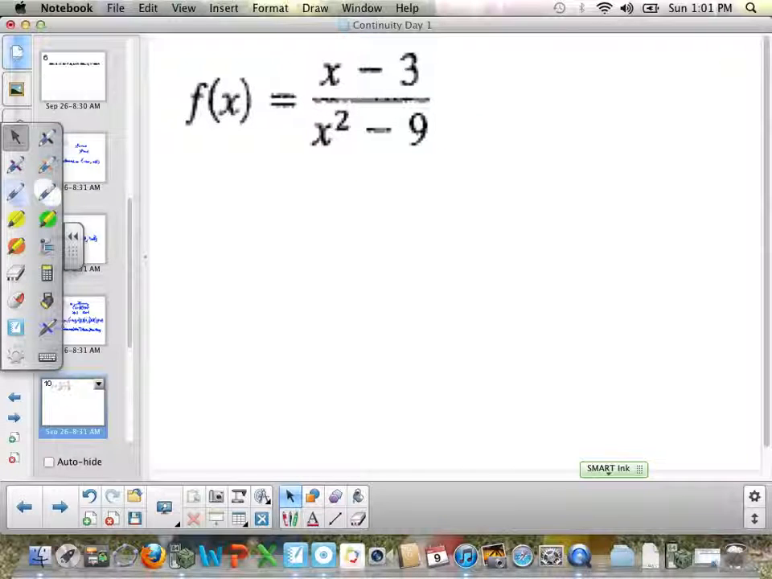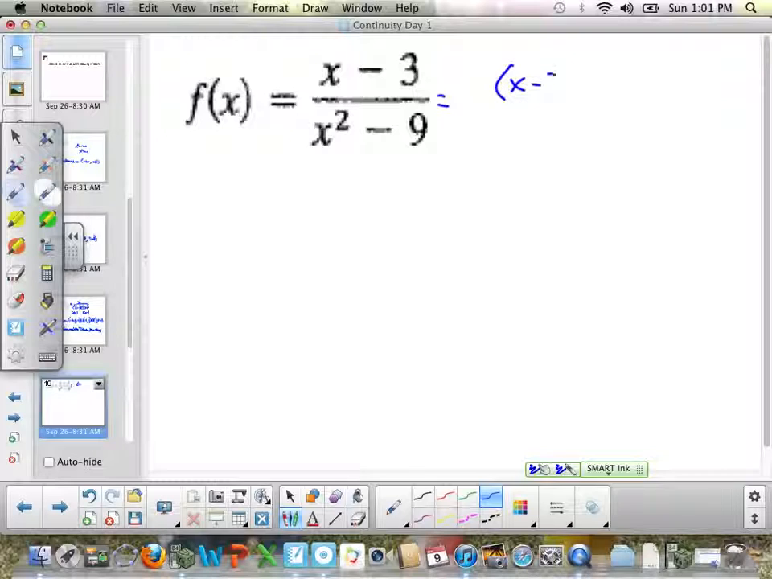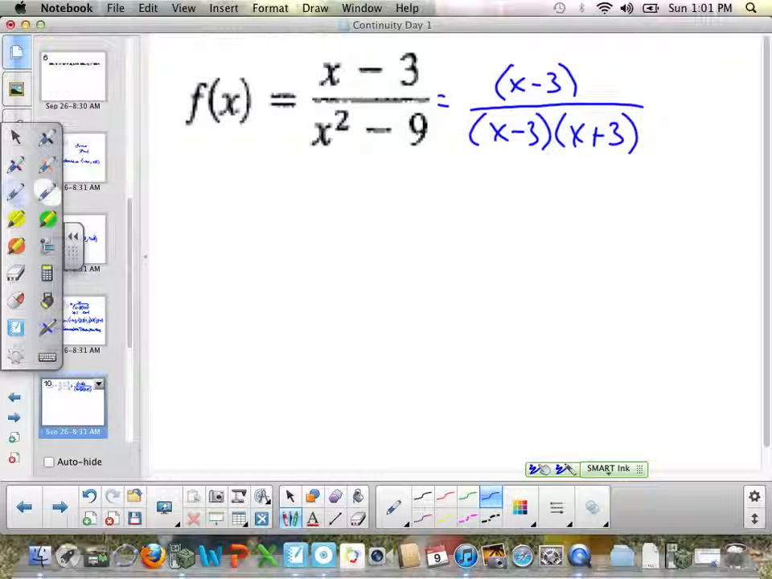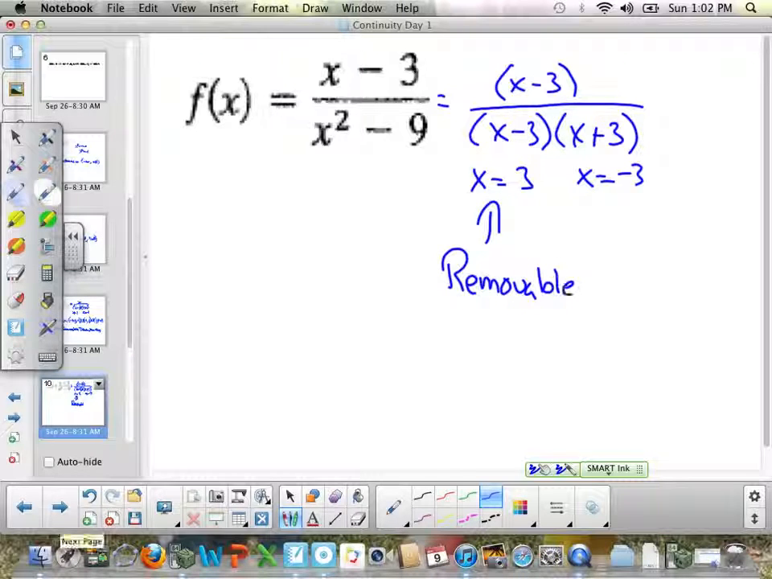Another rational function. What are the candidates? Well, what makes the bottom 0? So let's factor the bottom. Top will be x minus 3. The bottom will be x minus 3, x plus 3 by difference of squares. We can see we're discontinuous at 3 and negative 3. And we can see that 3 would cancel. So 3 is removable, and negative 3 is non-removable because it doesn't cancel.